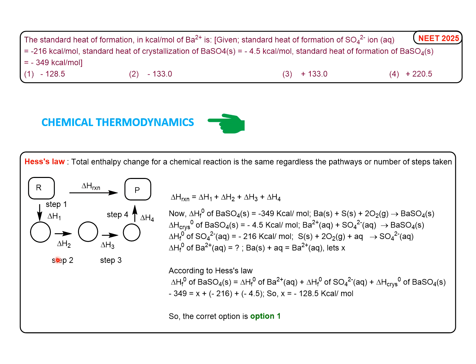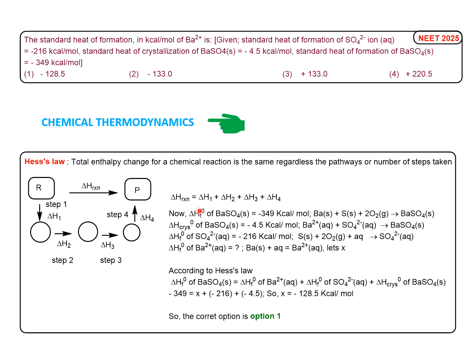If it proceeds to give the product through several steps, like step 1, step 2, step 3, step 4, and in case of step 1 the heat is delta H1, in case of step 2 it is delta H2, in case of step 3 it is delta H3, and step 4 it is delta H4, then overall the heat of reaction delta H reaction is equal to delta H1 plus delta H2 plus delta H3 plus delta H4. So this is Hess's law.